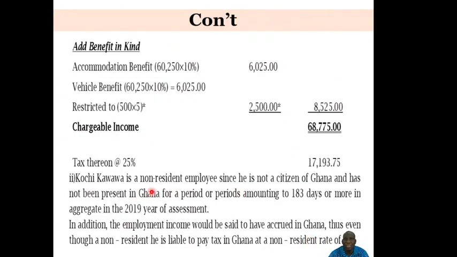Kochi is a non-resident employee. Since he is not a citizen of Ghana, he has not been present in Ghana for a period or periods amounting to 183 days or more in aggregate in the 2019 year of assessment. In addition, the employment income will be said to have accrued in Ghana. Thus, even though a non-resident, he is liable to pay tax in Ghana at a non-resident rate of 25%. And you get 4 marks for this particular explanation that you have given. So don't joke with this kind of explanation.